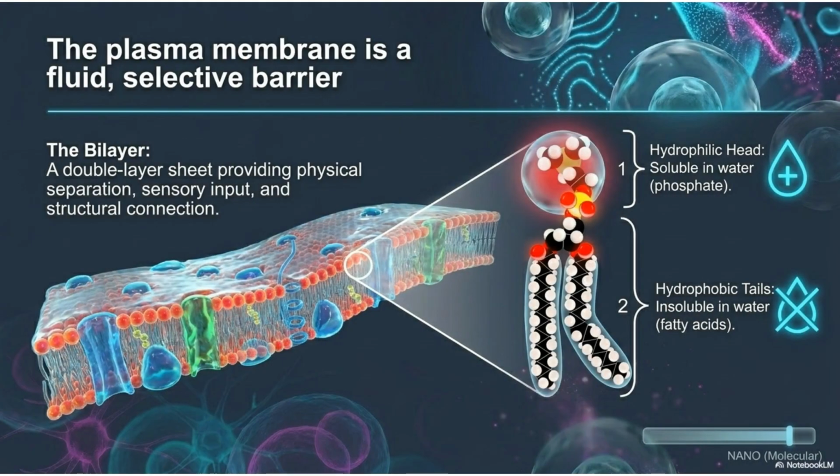The plasma membrane is a fluid, selective barrier. The bilayer, made of phospholipids, provides physical separation and structural connection. The hydrophilic heads face outward, and the hydrophobic tails face inward.